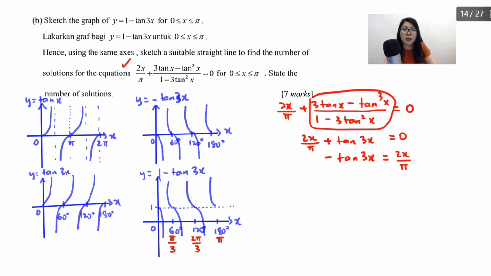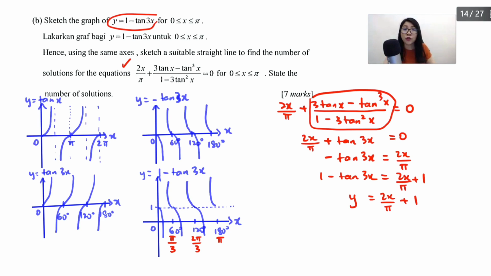Okay, but we need to form this. Which means that we need to add 1 to both sides. Okay, so here we plus 1, and then here we have plus 1 too. Okay, and we know that y equals 1 minus tangent 3x, which means this one will be y equals 2x over pi plus 1.